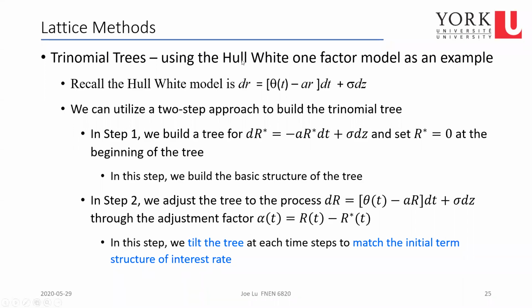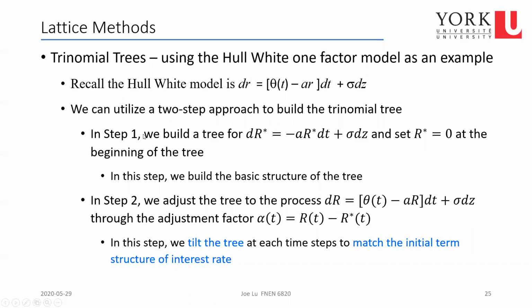Let's use the Hull-White one-factor model as an example to illustrate how we can build a trinomial tree. Trinomial trees give us more flexibility, and when we build an interest rate model, we need to handle the mean reversion, and also we want to match the initial term structure of interest rates. So let's see how we can utilize a trinomial tree to achieve both of those desirable features.